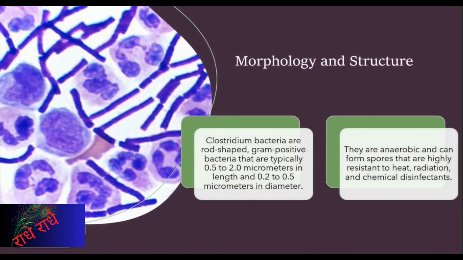Morphologically, Clostridium bacteria are rod-shaped and measure 0.5 to 2.0 micrometers in length and 0.2 to 0.5 micrometers in diameter. Additionally, they are anaerobic and form spores that enable them to be extremely resilient to heat, radiation, and disinfectants.